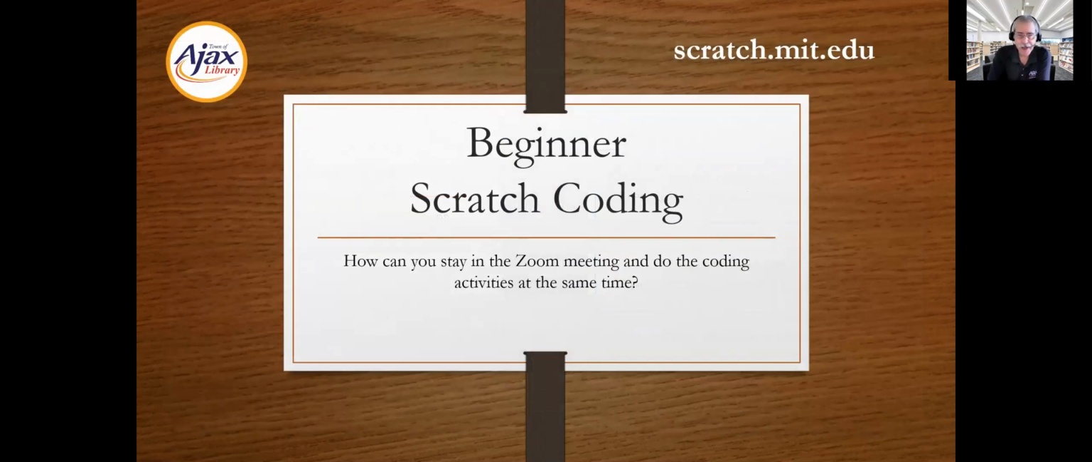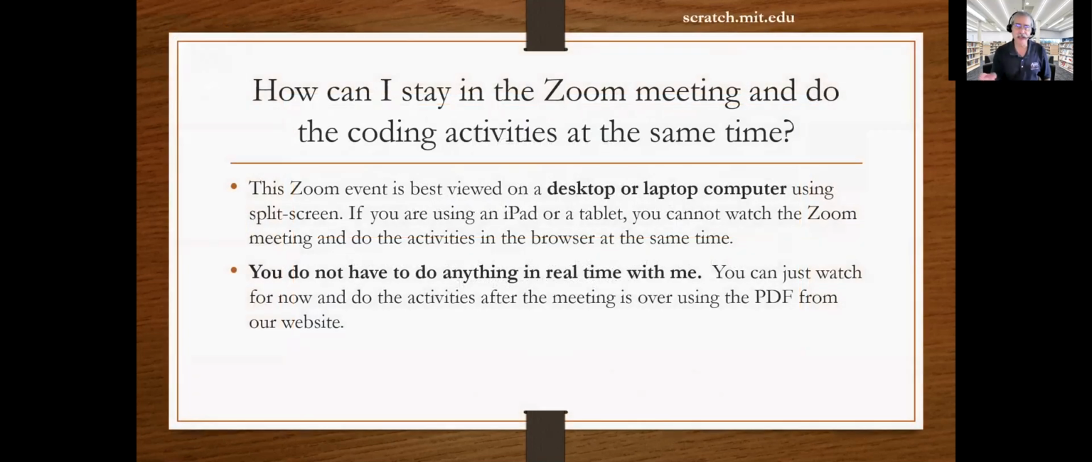If you want to stay in this Zoom meeting and do the coding activities at the same time, you take the browser out of full screen mode and drag it to the left until it clicks. And you take the Zoom meeting out of full screen mode and drag that to the right. Then you've got the Zoom on the left and the browser on the right, and that's where you can see both of us.